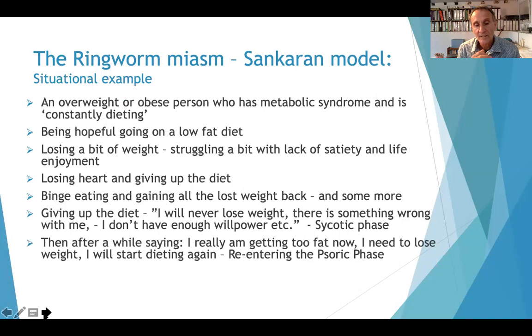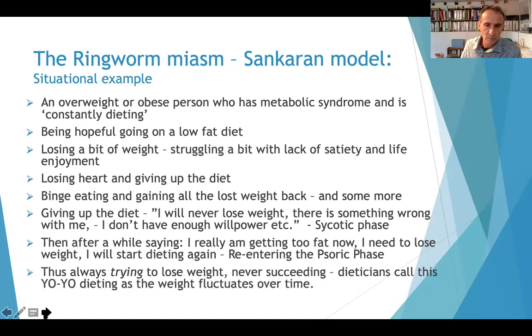And after a while, they realize I'm getting too fat now. I want to get into some summer wear, get onto the beach or something. I need to lose weight. So I'll start dieting again, and I'll re-enter the Sora phase. And I'll be hopeful that I can lose weight, thinking I did lose weight before. So they're always trying to lose weight, but never succeeding. This is called yo-yo dieting, as the weight fluctuates over time, but in effect steadily gains up.